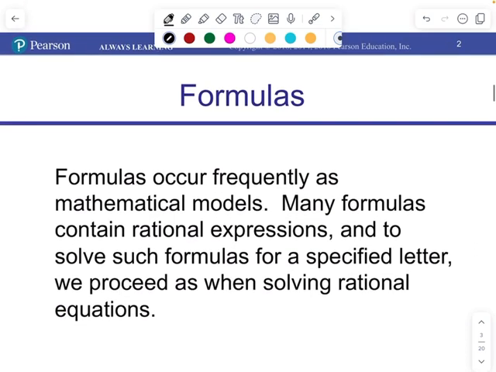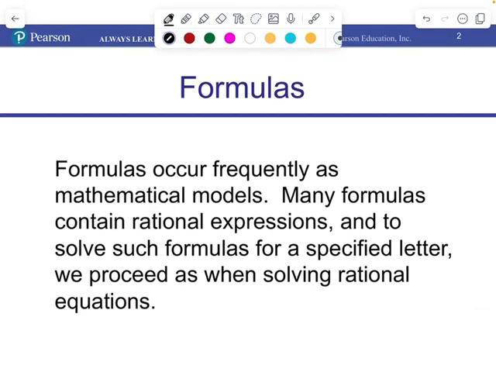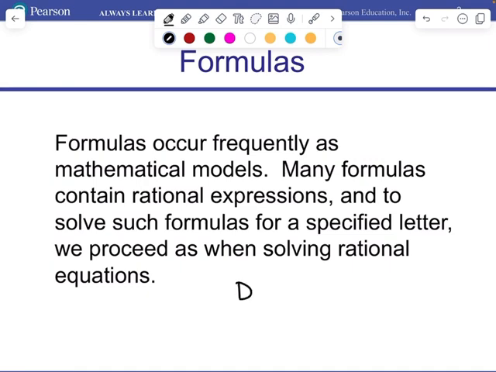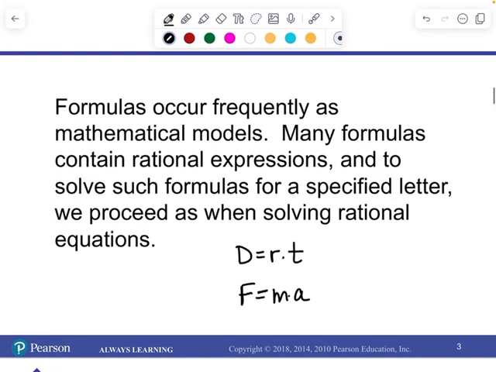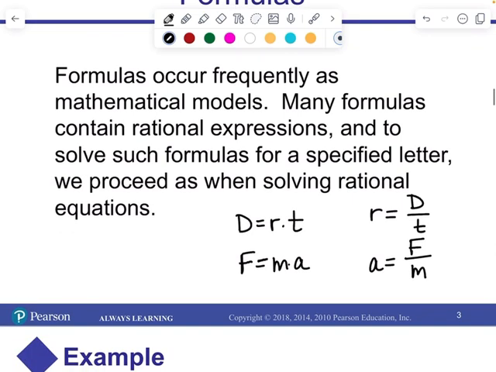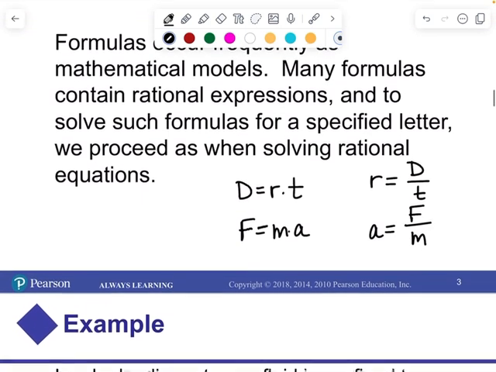So we look at just some formulas, and formulas occur frequently as mathematical models. So you can kind of think that you had distance is equal to rate times time as one. You could have force is equal to mass times acceleration. You're used to those from science, right? Many formulas contain rational expressions. So we could say that R, the rate you go, is equal to D over T. So a rational expression. In the same way, we could say the acceleration is equal to the force over the mass. So we could write it and then we would have the equation solved for a specified letter. So we'll need to work with what we call rational equations.